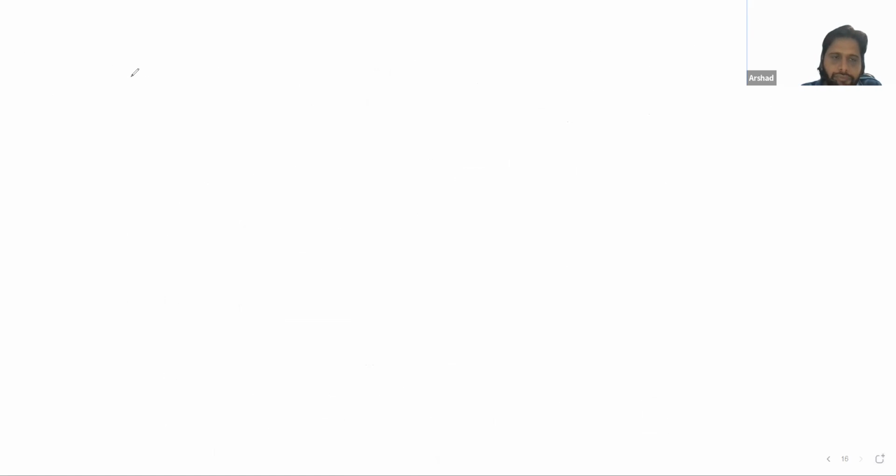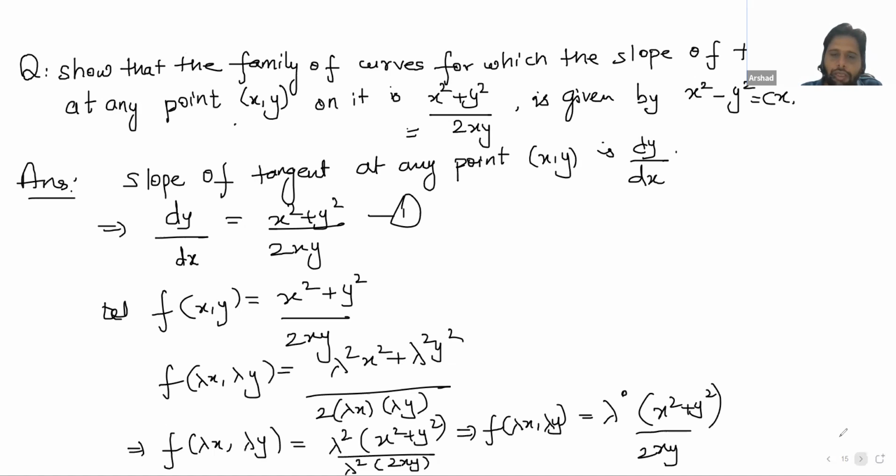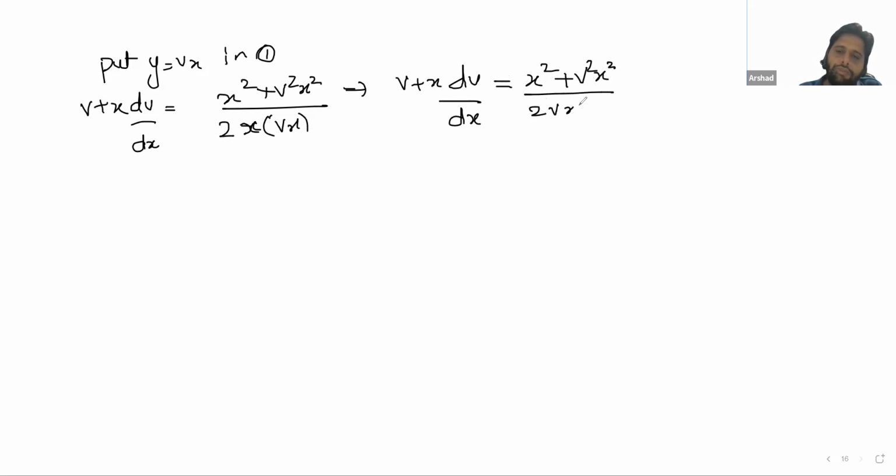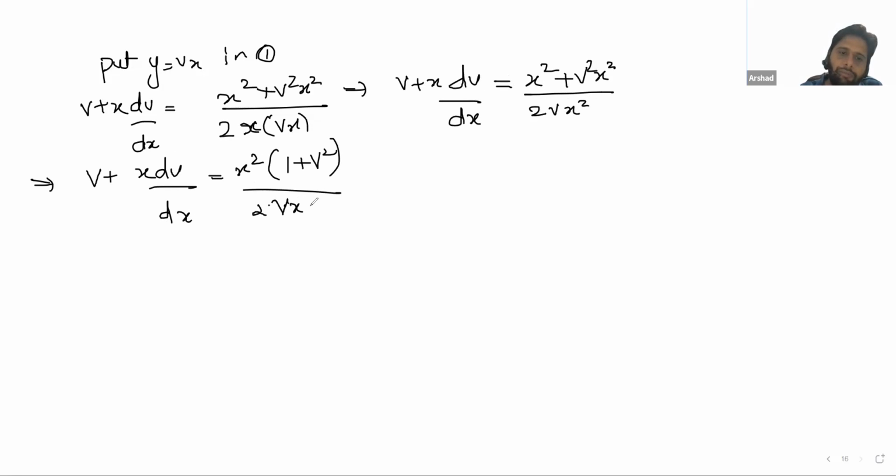So I'm putting y is equal to vx in the first equation. So what you will get: v plus x dv by dx is equal to x square plus v square x square by 2xy, which means 2x into y, so 2x into vx, that is 2vx square. Please let me know if you have any doubt. So here you will get v plus x dv by dx equal to, taking x square common, 1 plus v square, and in the denominator you will get 2vx square. Okay. So this will get cancelled out.